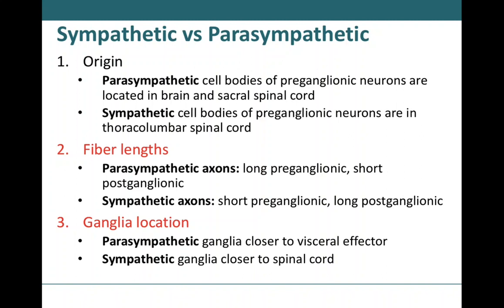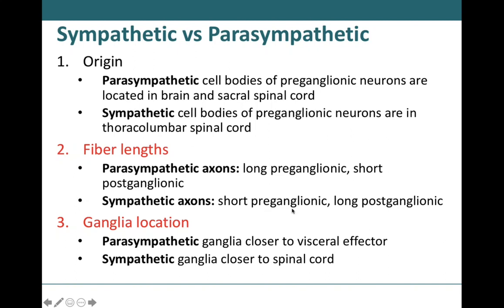Now there's one other major difference between our sympathetic and our parasympathetic nerves, and that is the ganglia location. In the sympathetic nervous system, our ganglia are found much closer to the spinal cord, and in the parasympathetic nervous system, our ganglia are found much further away from the spinal cord and much closer to the visceral organ itself. Now this difference can be logically deduced from the different fiber lengths that we see.